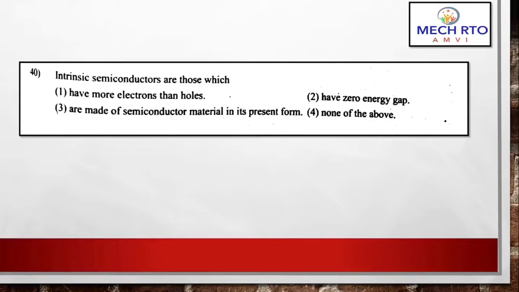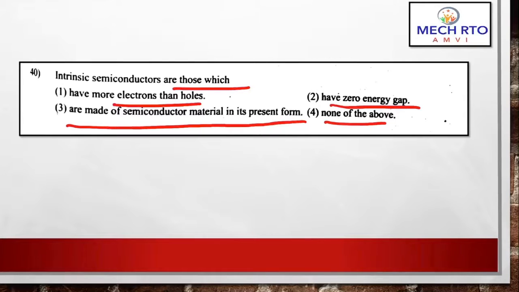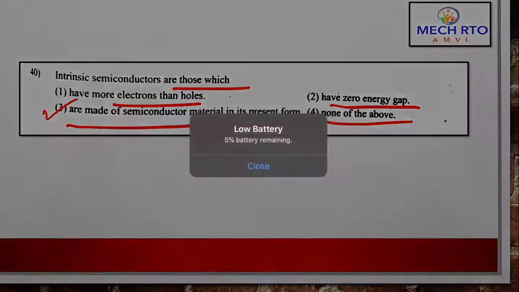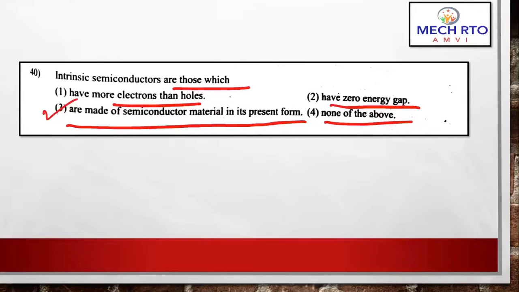So next question, this is the last question of this video. Intrinsic semiconductors are those which have more electrons than holes, have zero energy gap, are made of semiconductor material in its present form, or none of the above. So here the correct answer is 3, are made of a semiconductor material in its present form. Intrinsic semiconductors are pure semiconductors, as we have seen earlier. Extrinsic semiconductors are semiconductors in which impurity is added. So that's what it is asking. Intrinsic semiconductors are made up of semiconductor material in its present form, right?